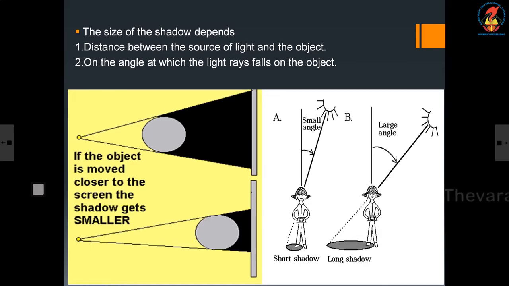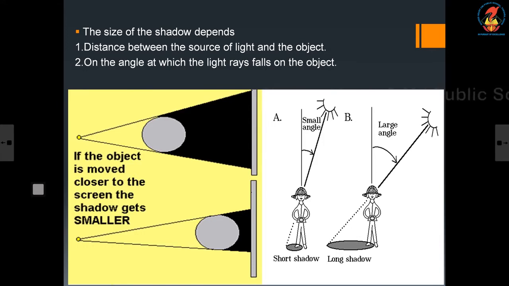Okay. Then one more thing is there, the angle at which the rays of light fall on the object. That point is not there for you to study, I will just tell you. If the angle between the light ray and the object is very small, then you will get a short shadow.